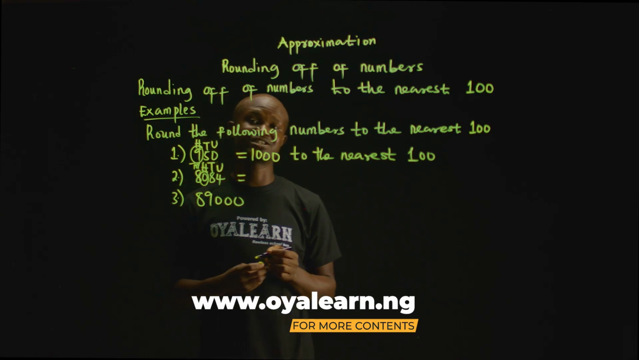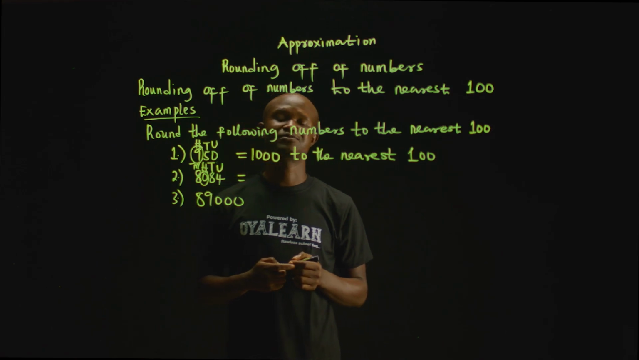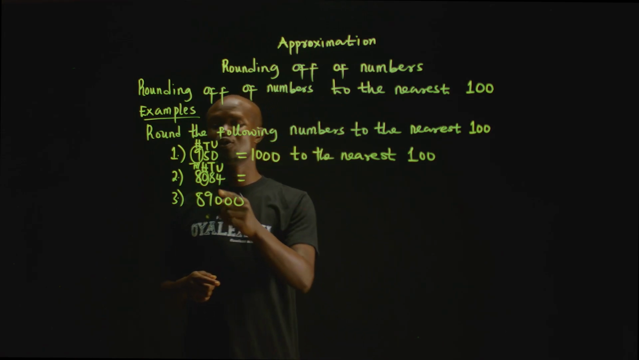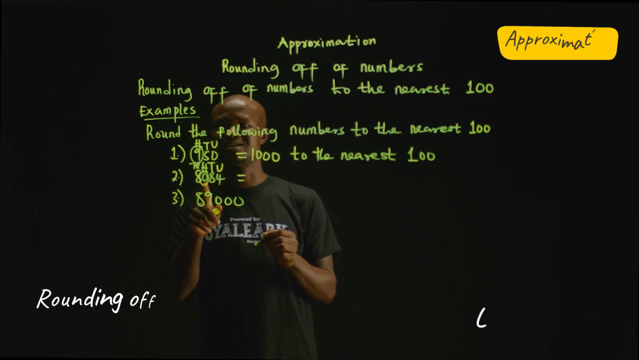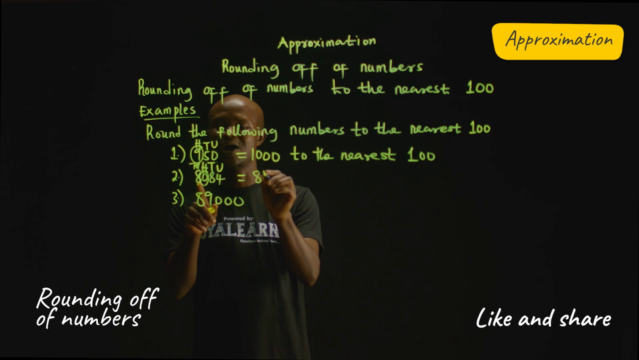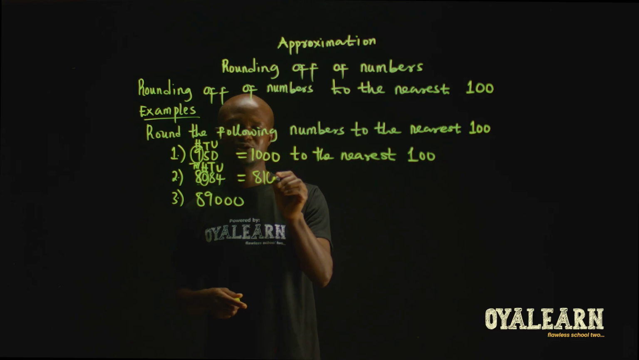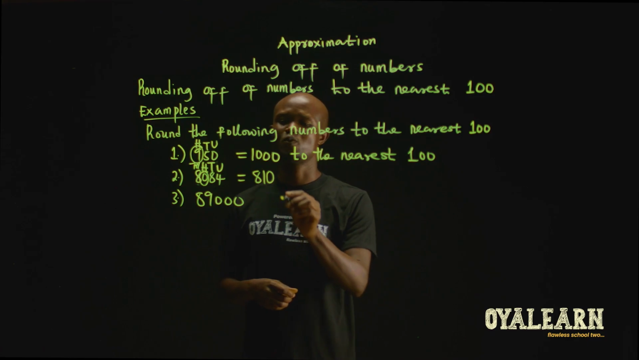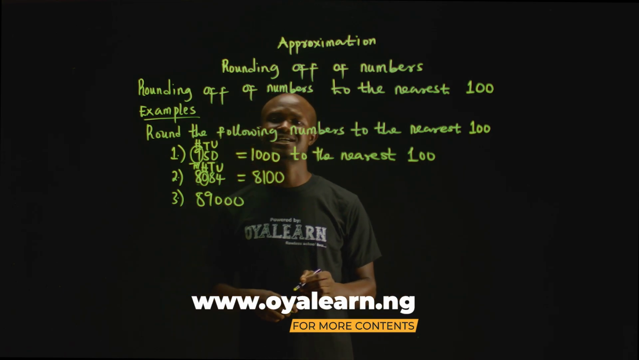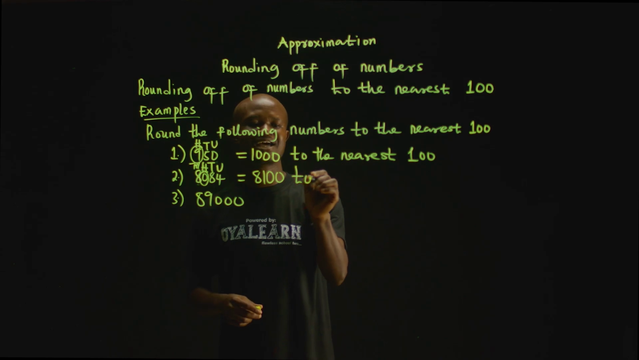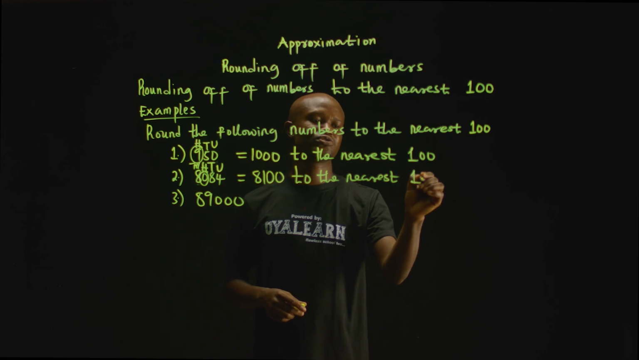So it means that what is the number after 0? We have 8, which is even more than 5. So in this case, we are going to pick 1 from 8 and add it to this 0. What do we have? 1. So we now have 8, 1, and the position of 8 will turn to 0. Likewise, the position of 4 will turn to 0. So in this case, we have 8100 as an approximate to the nearest 100.